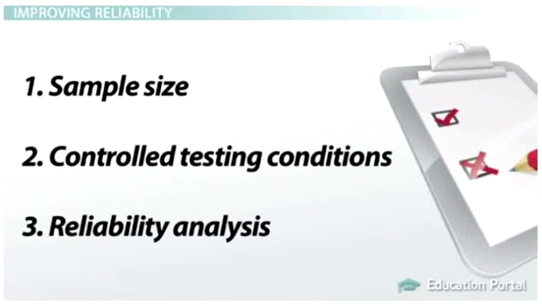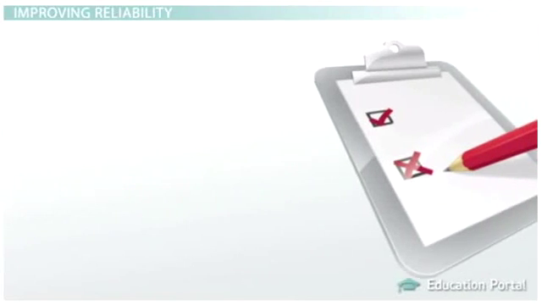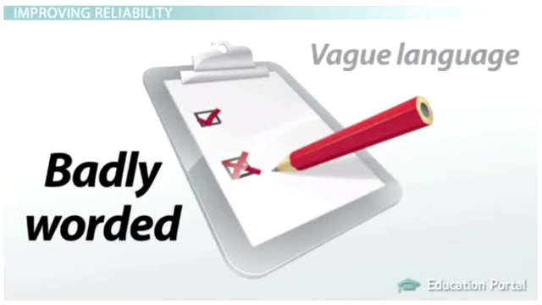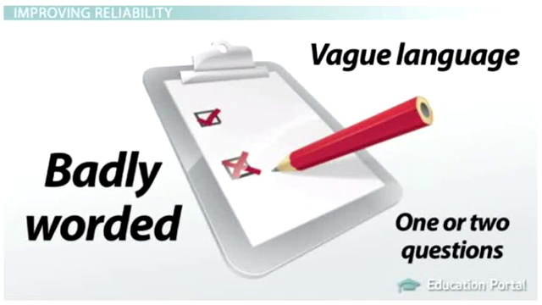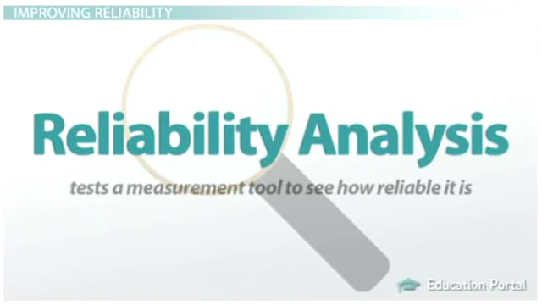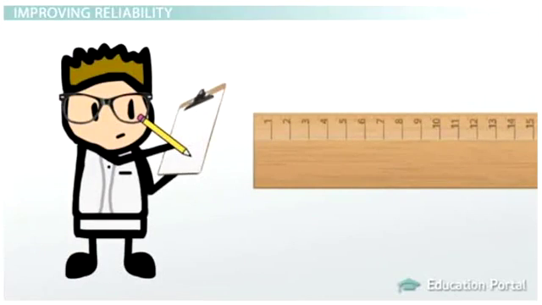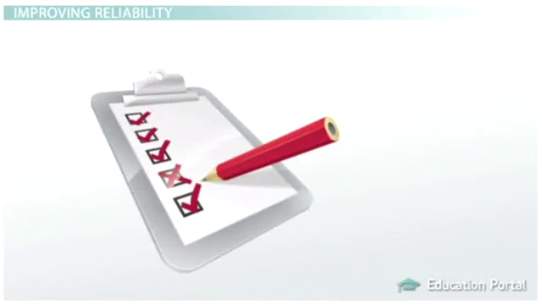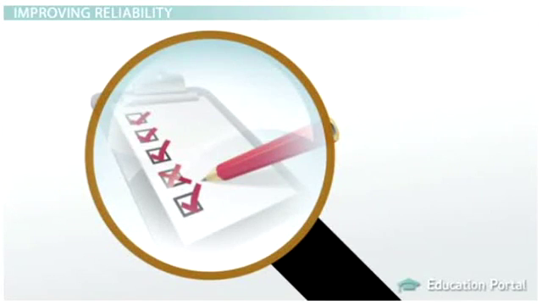We might control for everything in the environment and we might have a large sample size, but what if we are using a survey that has questions that are badly worded? Maybe we used vague language, or there are only 1 or 2 questions. A reliability analysis tests a measurement tool to see how reliable it is. Many researchers use a measurement tool that has already been developed and tested by other psychologists. For example, maybe we will use a sexism survey that another researcher already tested for reliability. After all, why reinvent the wheel? But if we decide to develop our own survey, we will want to do a reliability analysis to make sure that it is a reliable measure of sexism.